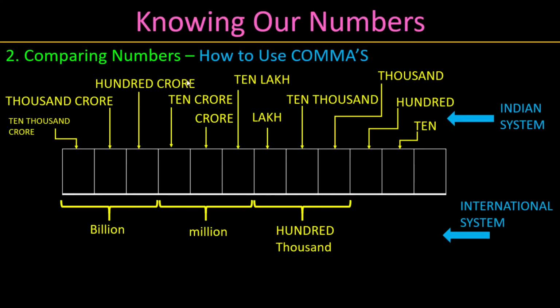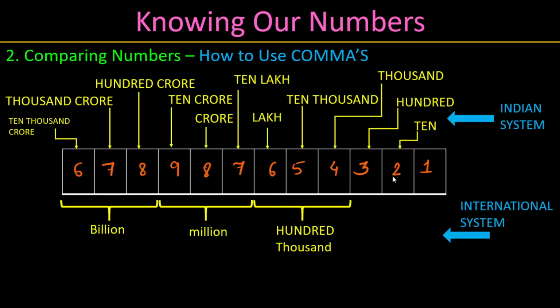Now let us understand how to use commas to interpret large numbers by putting commas at different intervals. In the Indian system, the comma will start after the 3 digits, that is the hundreds, and after that every 2 digits, that is the 10th position. In the international system, the comma starts every 3 digits. Let us put one example here: 1 2 3 4 5 6 7 8 9 8 7 6.